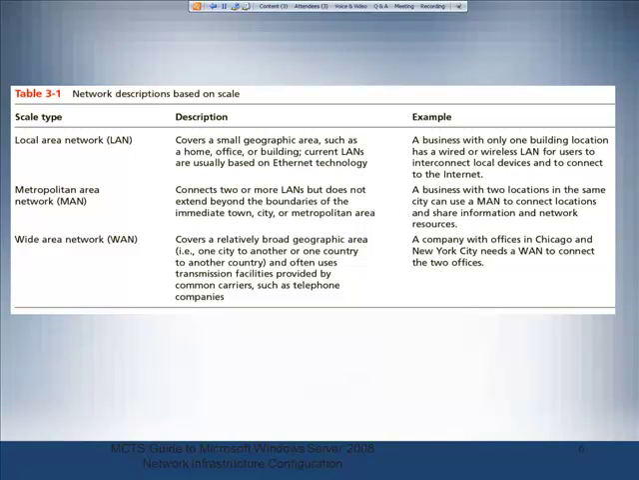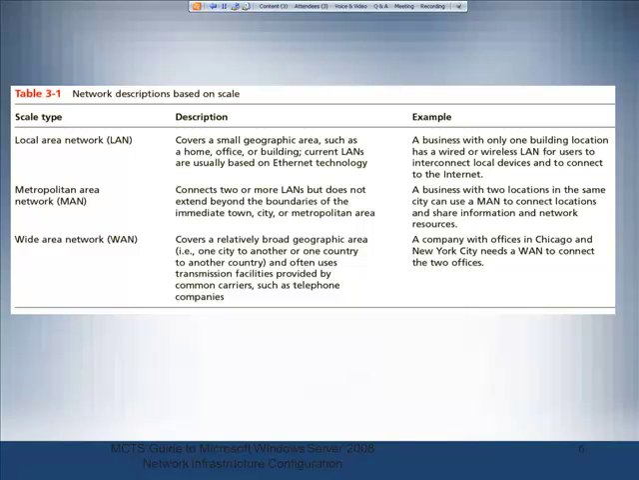Local area, smaller geographic, and you look at these. The metropolitan area network, 2 or more LANs, but do not extend beyond the boundaries of an intermediate town, city, or metropolitan area. That, to me, that's kind of a nebulous sort of definition. And then a wide area network, relatively broad geographic area. I, as you know, kind of prefer the layer 2, right? Where are the differences between LANs and WANs? Layer 2. What kind of protocols are we using? These are kind of neat, but can we have a wide area network inside this room? Using WAN protocols? Sure.